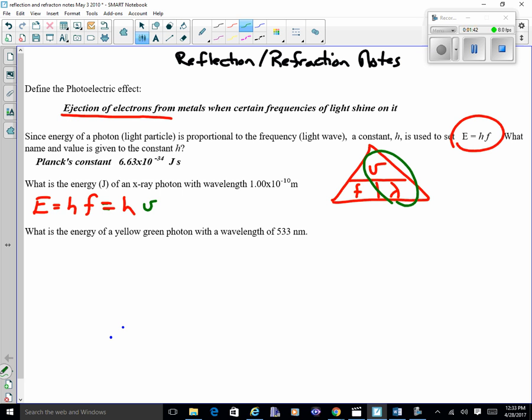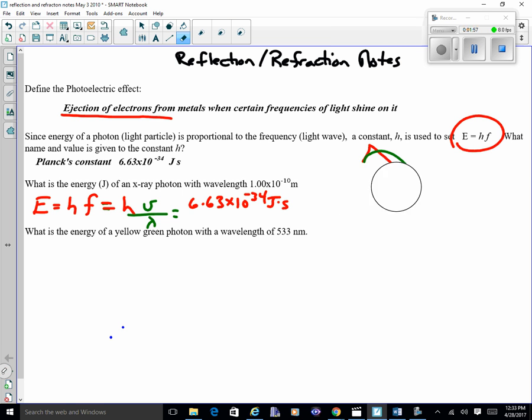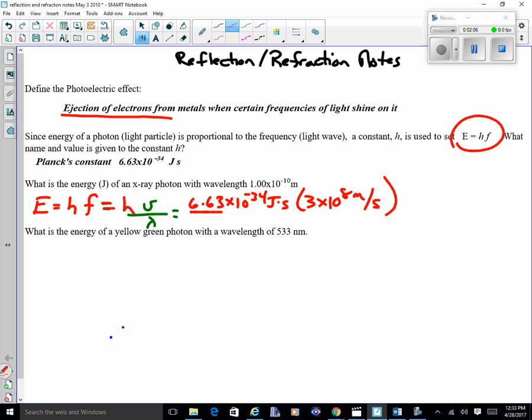So let's plug all this stuff in now. I've got 6.63 times 10 to the negative 34 joule seconds. Multiply that by the speed of light, which is 3 times 10 to the 8th. Please make sure you know that. That's going to be meters per second since it's speed. Divide that whole thing by the 1 times 10 to the negative 10th meters.